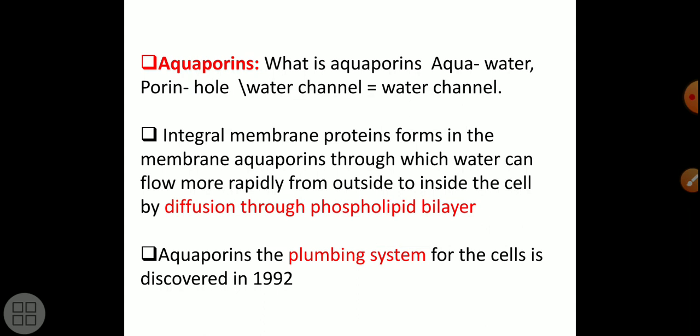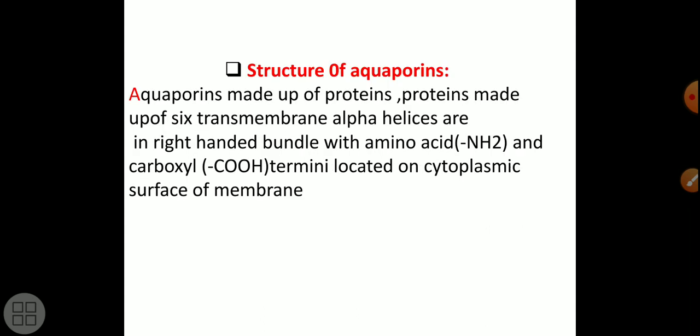Aquaporins are also called the plumbing system. Whenever we want to get a tap system repaired, we call the plumber, isn't it? So a plumbing system is the system through which water passes. The aquaporin, the plumbing system for the cell, was discovered in 1992, my friends.